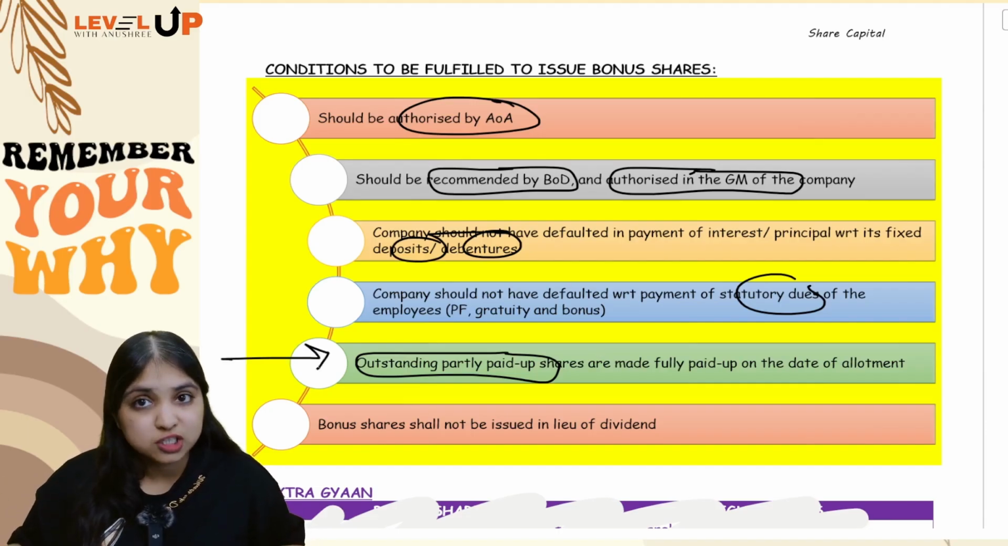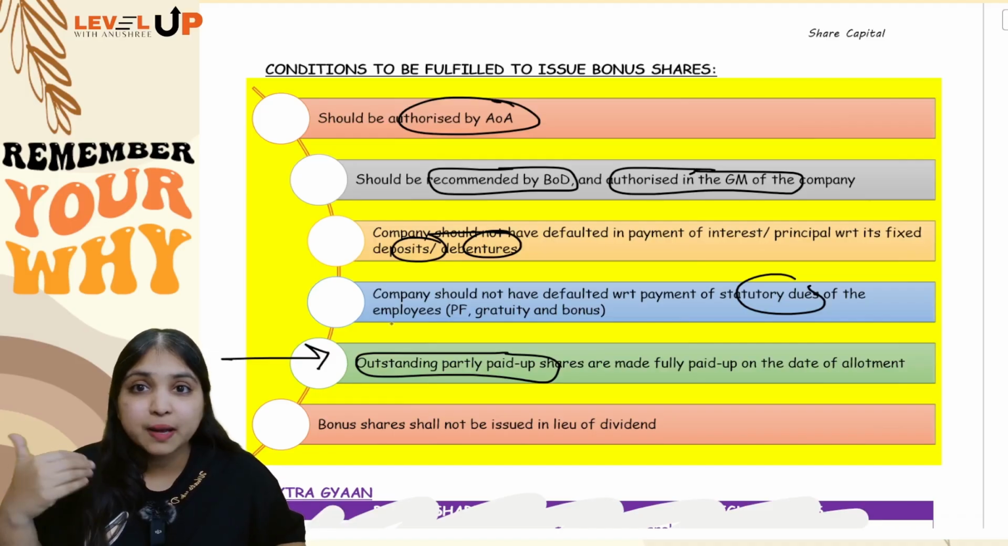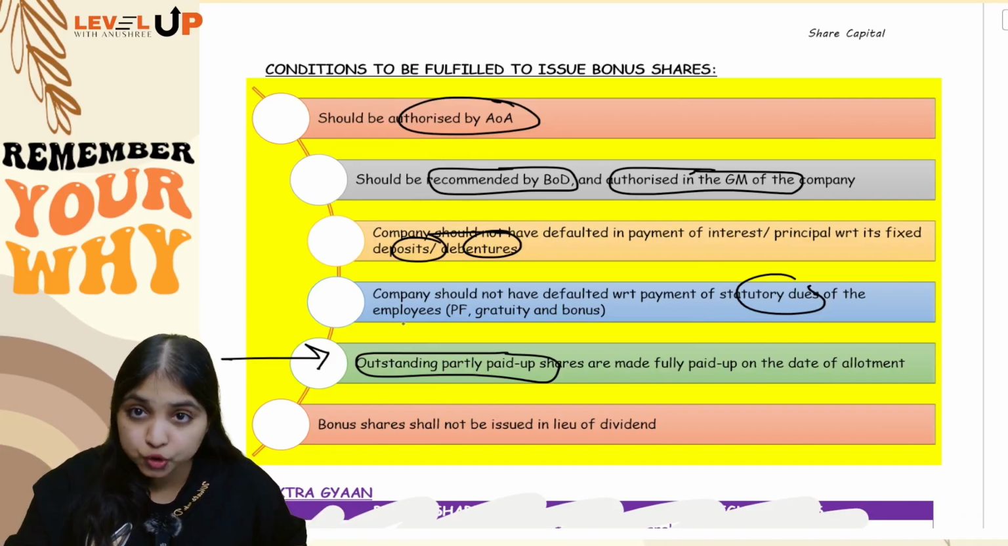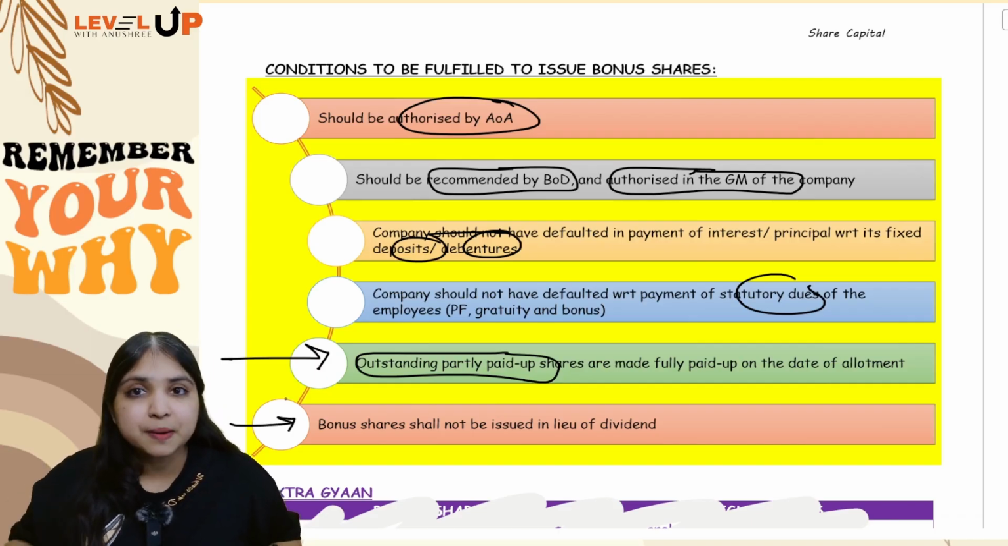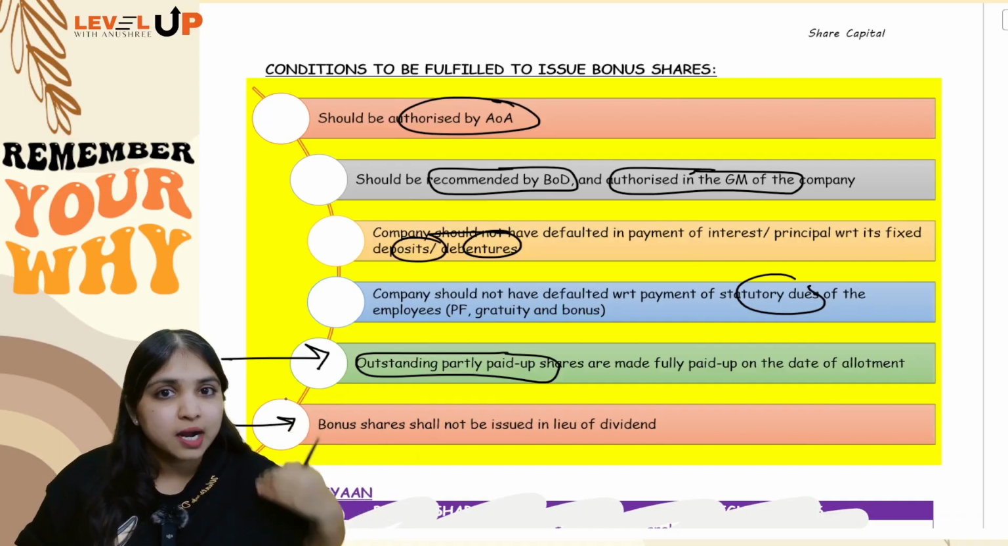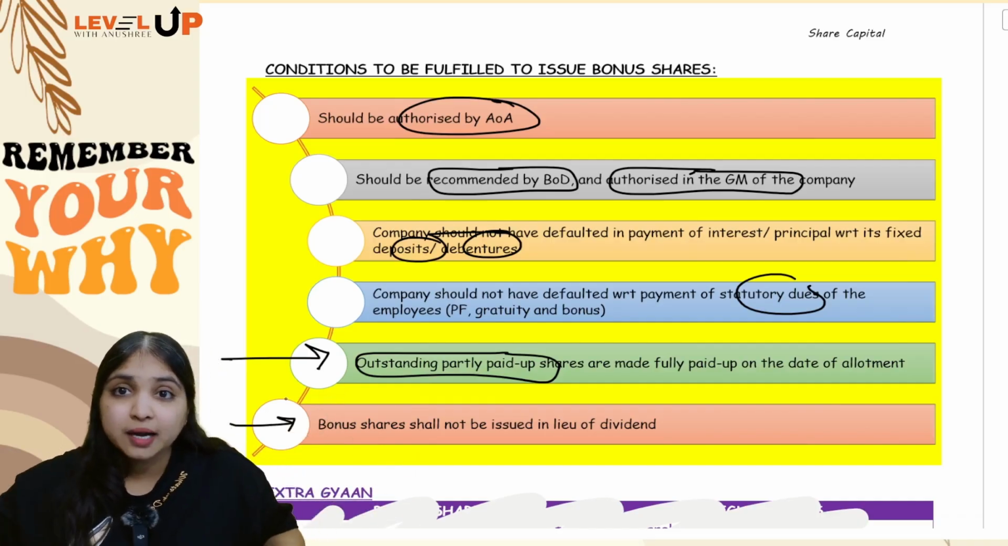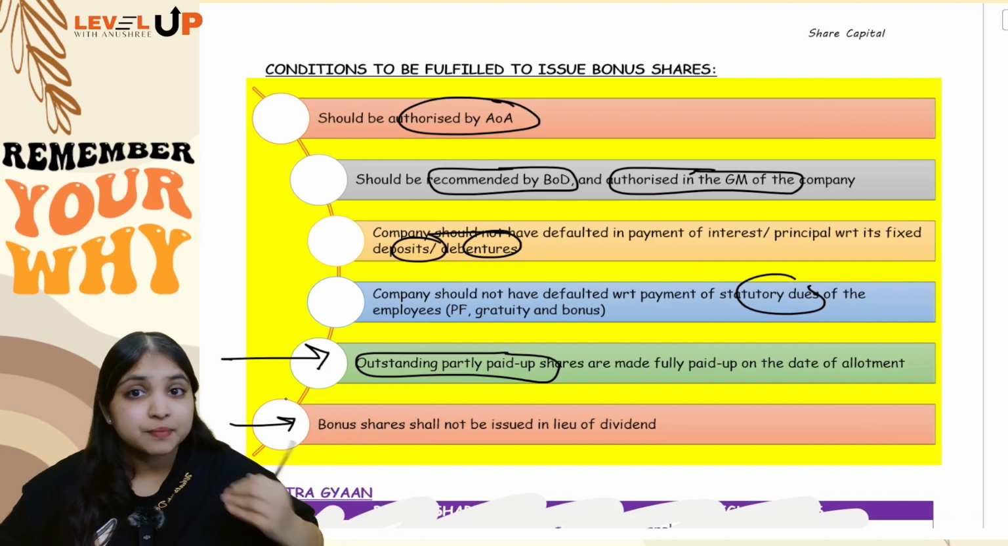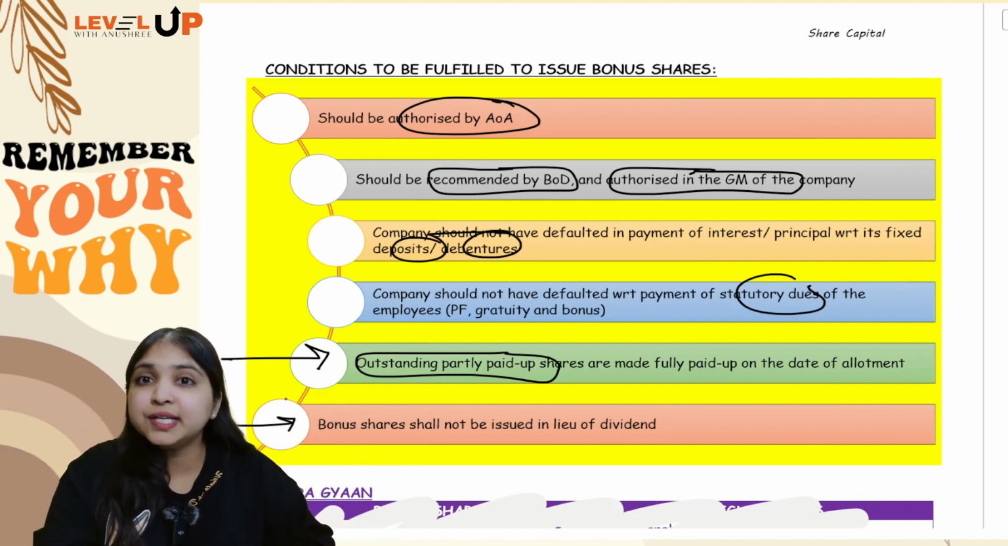We learnt the logic also for this. What's the point? The point is, if the company is issuing bonus shares, the existing shares should be fully paid up. Only then can the company issue bonus shares. And lastly, if the company has declared dividend, the company should pay dividend. If the company has declared bonus shares, the company should issue bonus shares. The company can't declare dividend and give bonus shares instead. The company can't declare bonus shares and give dividend instead.